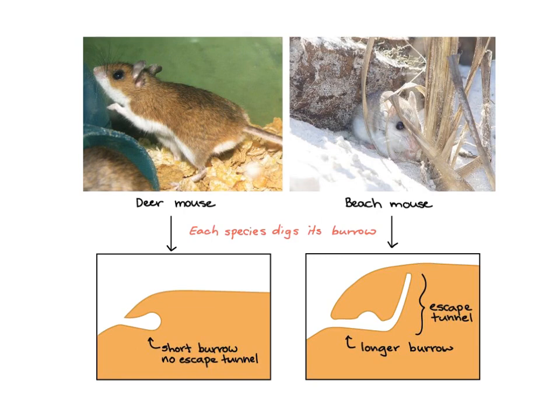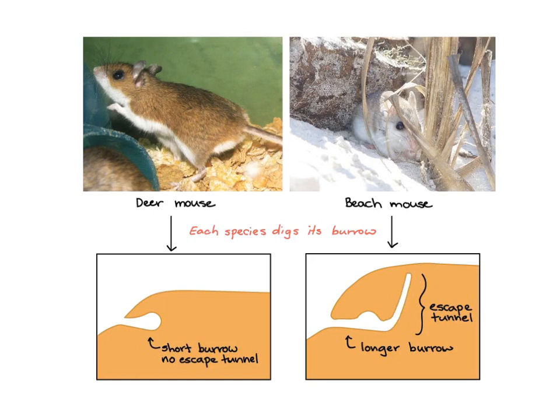So how can researchers determine if a behavior is innate and encoded in the DNA? Well, to do this, scientists study naive animals, which are animals that have been raised in captivity and haven't been exposed to the stimulus that you're trying to study. One study looked at the digging behavior in deer mice and beach mice. Deer mice and beach mice are closely related and can interbreed, but they don't interbreed in nature because they live in different environments.